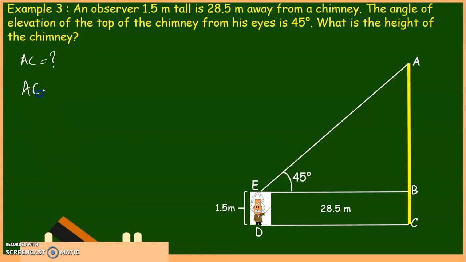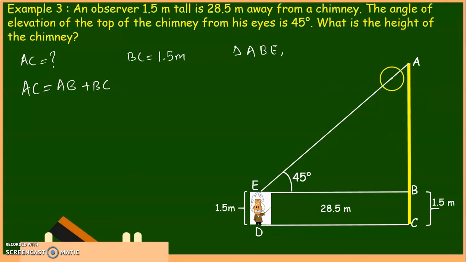And we can write AC is equal to AB plus BC. And here we know the length of BC will be equal to 1.5 meter, that is the height of the observer. And here if you want to find out the AB, in the triangle ABE the angle E is 45 degree. So we can say this angle A will also be equal to 45 degree. And since the two angles of the triangle are equal, the sides opposite to equal angles will be equal. Here the sides AB and EB both will be equal because they are the sides opposite to equal angles. These two sides are equal.